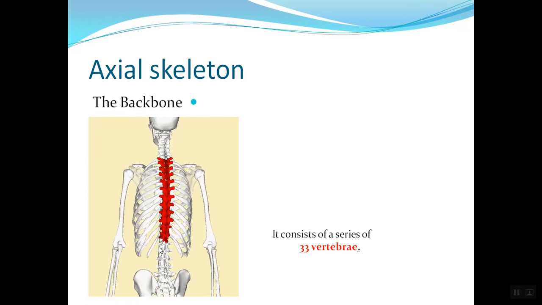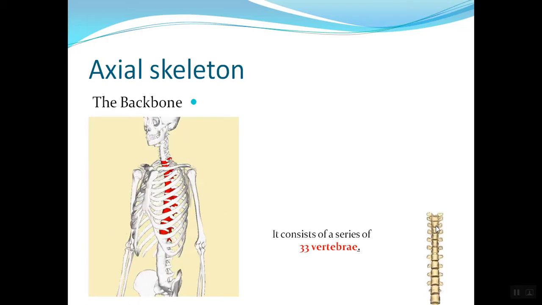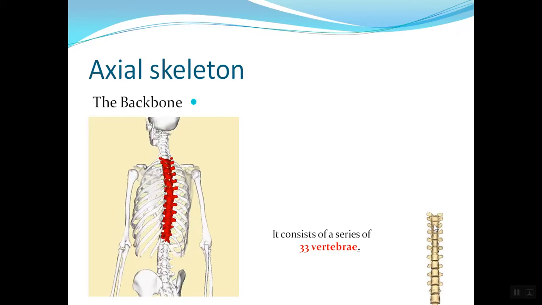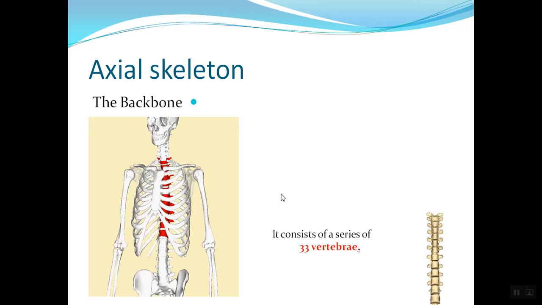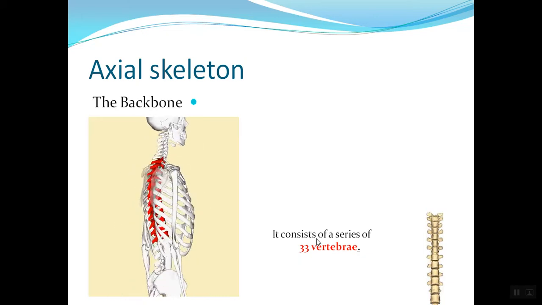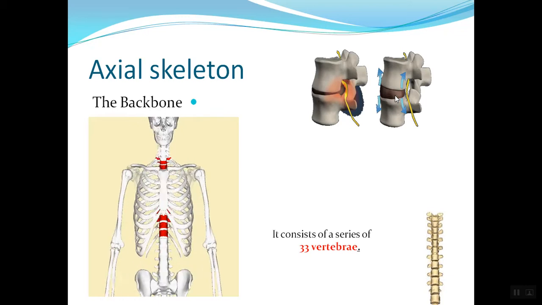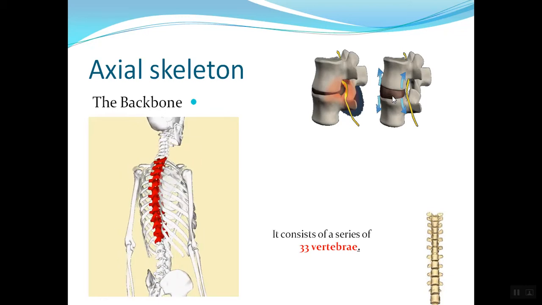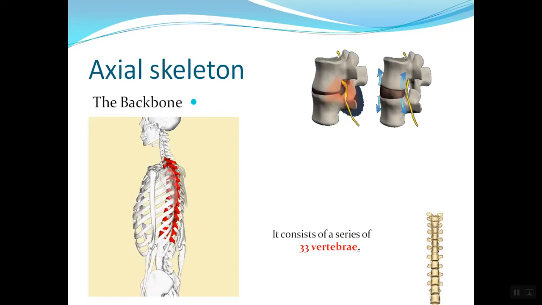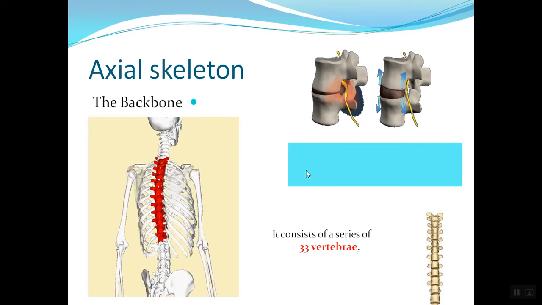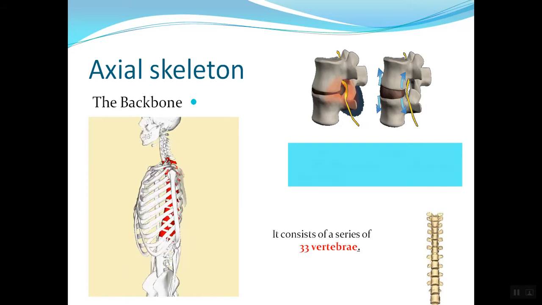Here is your backbone. Your backbone consists of discs. These discs are called vertebrae. There are 33 vertebrae. Between them there is a structure. Its name is cartilage. This cartilage is important as it prevents friction between them during movement.